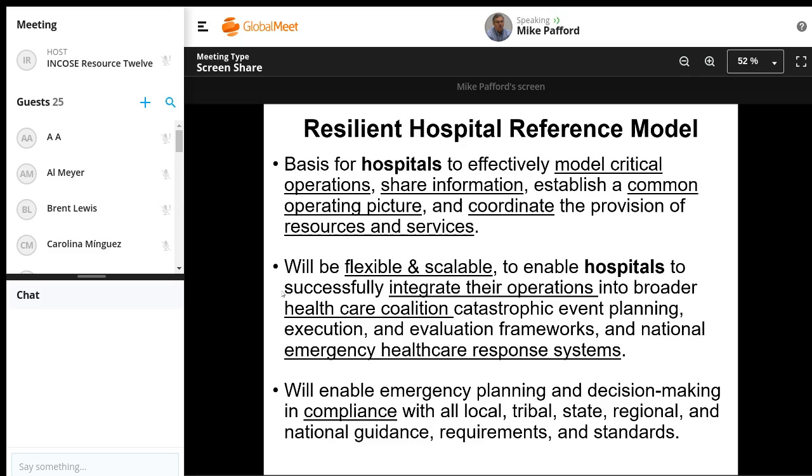This reference framework in model form is supposed to be flexible and scalable to enable hospitals to successfully integrate their operations into broader healthcare coalition catastrophic event planning, execution, and evaluation frameworks. Evaluation frameworks also include lessons learned frameworks and national emergency healthcare response systems. These resilient hospital reference models are supposed to enable emergency planning and decision making and compliance with all local, tribal, state, regional, and national guidance, requirements, and standards. And as you'll see, when we go through the little list of references we're trying to put together, there are many reference documents these hospitals are supposed to understand and be compliant with.